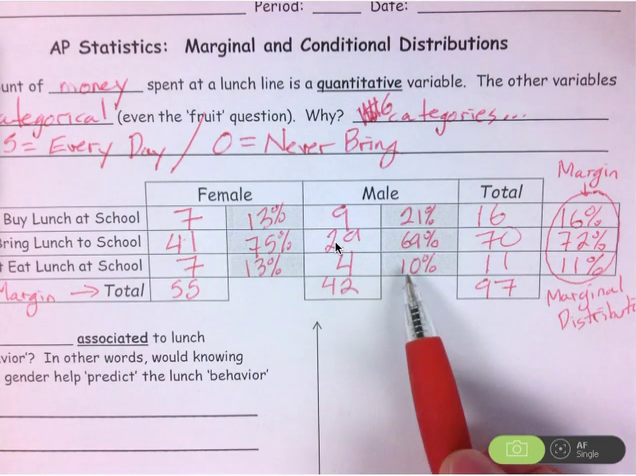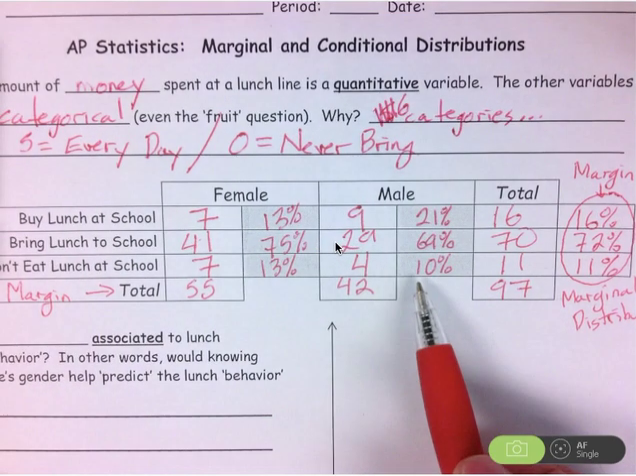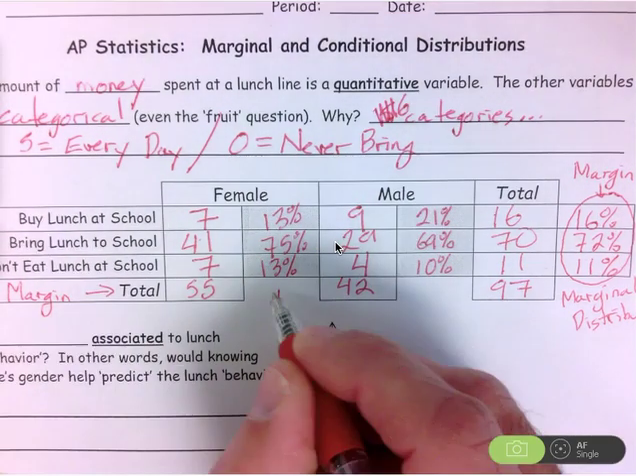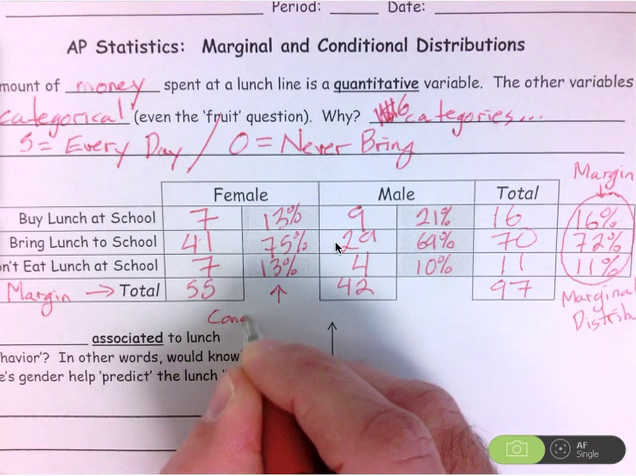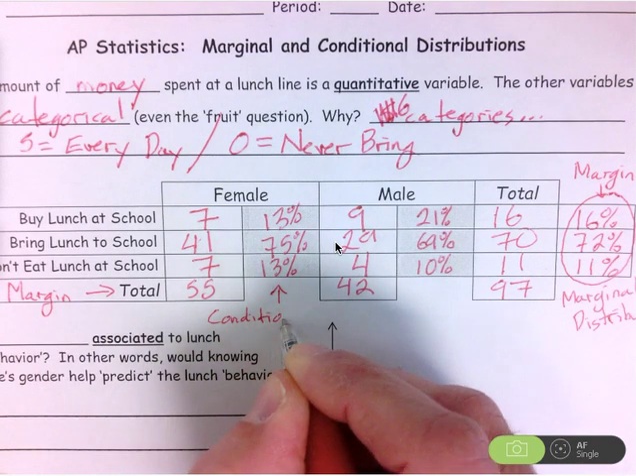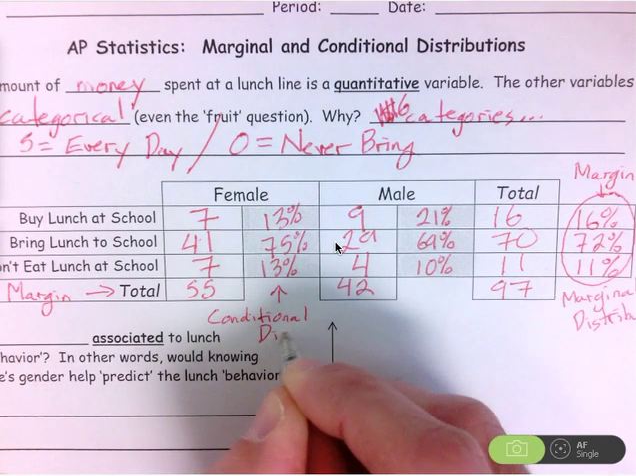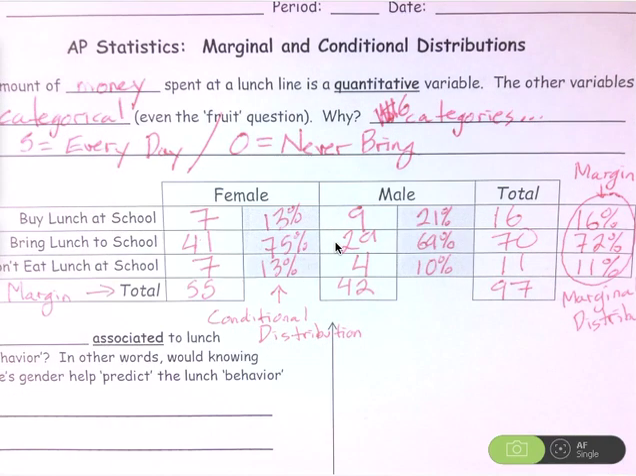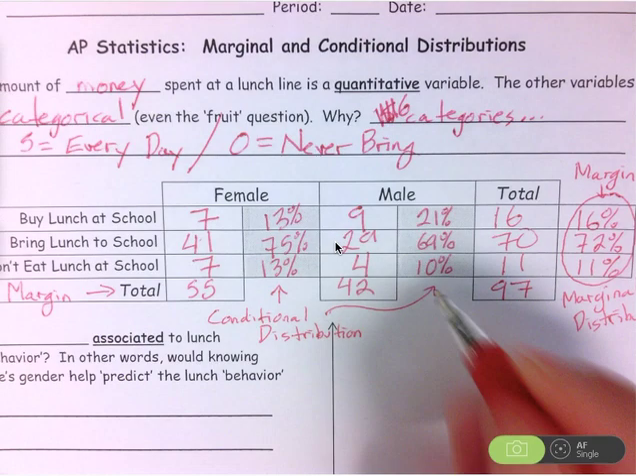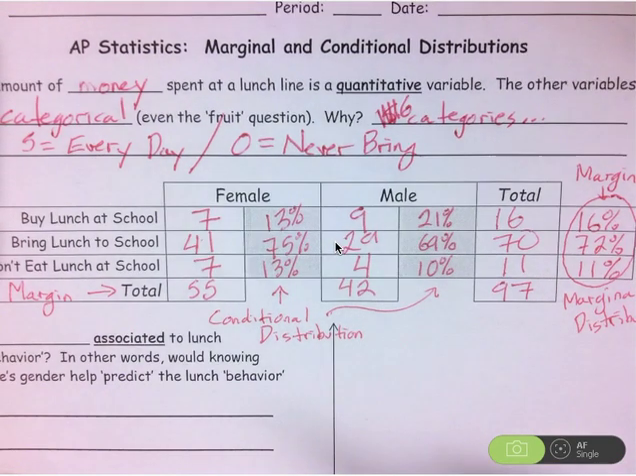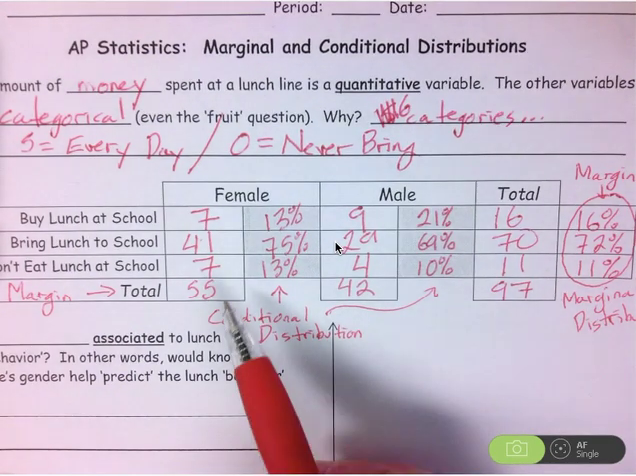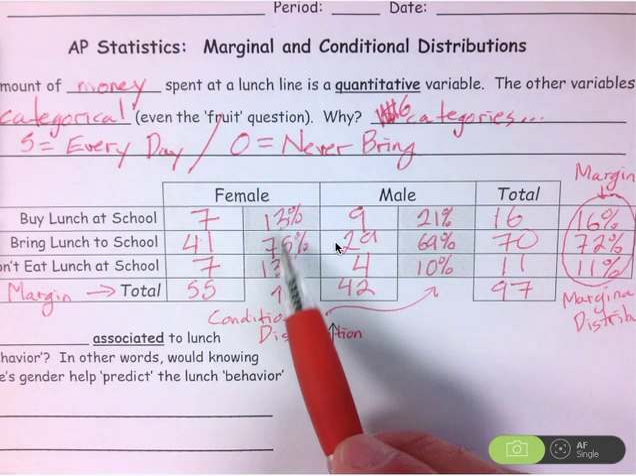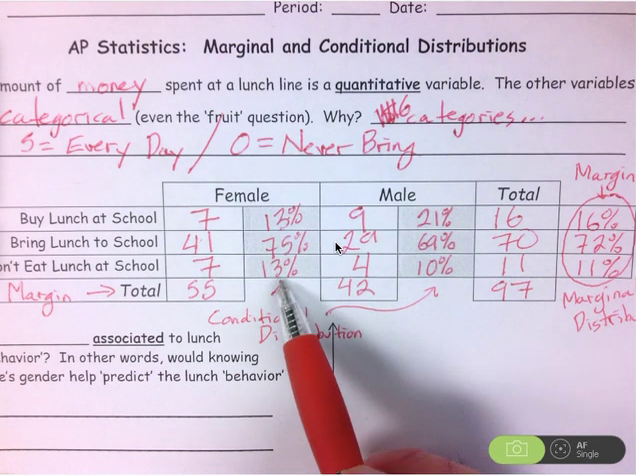Here, what I've shaded, these are called conditional distributions. This is a conditional distribution. That is a conditional distribution, and so is this one. So under the condition that you are female, so looking only at the females, 13% buy, 75% bring, and 13% don't eat their lunch at school.